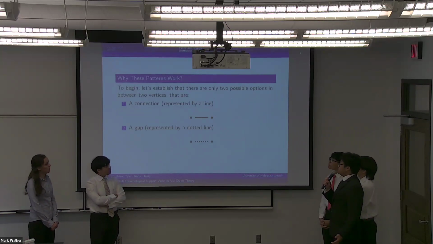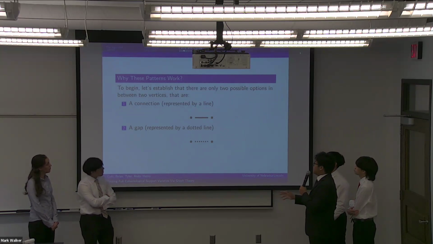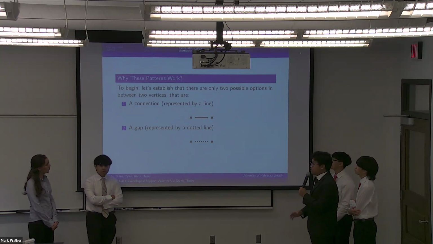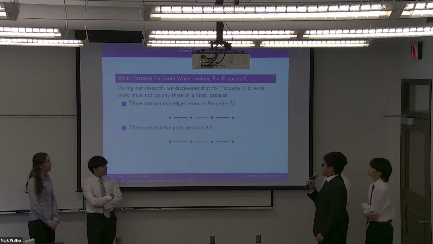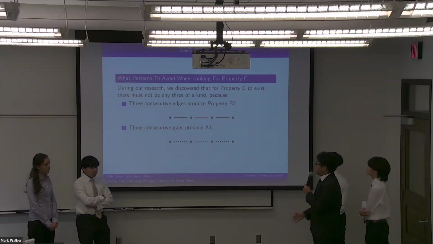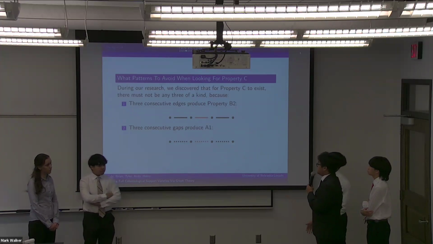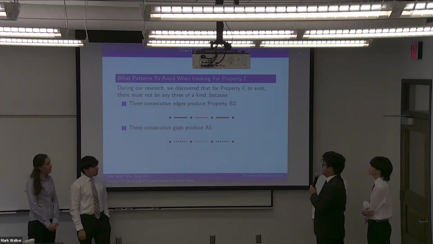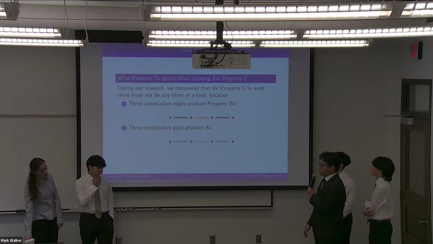So how do we know these patterns actually work? To begin, let's establish that between 2 vertices, there are only 2 options you have. You either connect them, which we represent with a line, or we can leave a gap, which we show with a dotted line. We discovered that for property C to exist, it must not be anything of a kind, because if you have 3 consecutive edges, it always produces a B2, highlighted in the red edge right there. And 3 consecutive gaps will always produce an A1, red dotted.